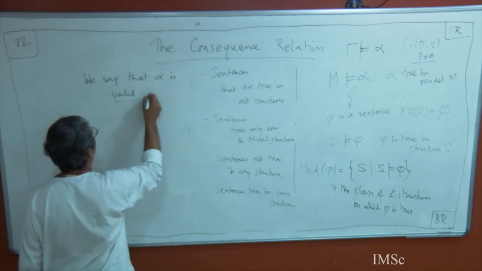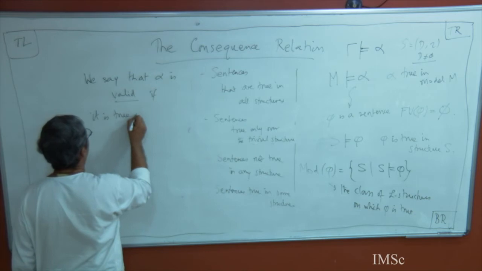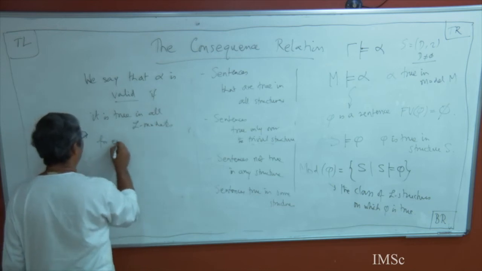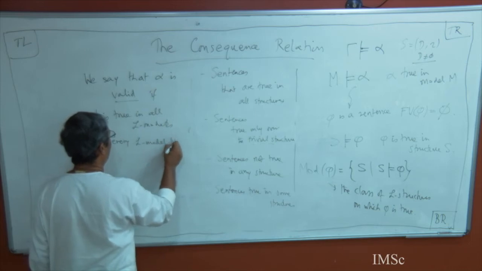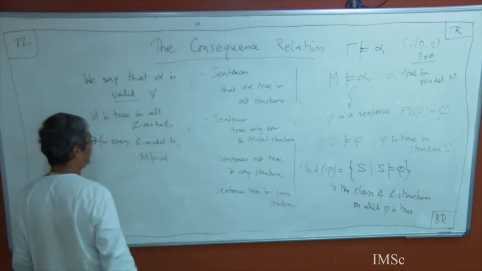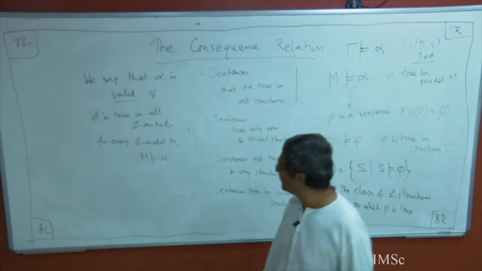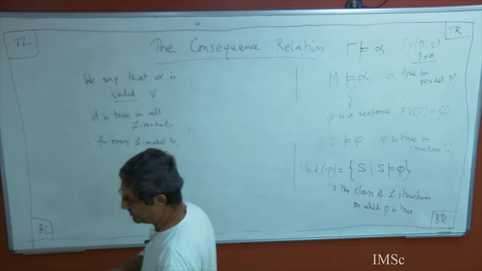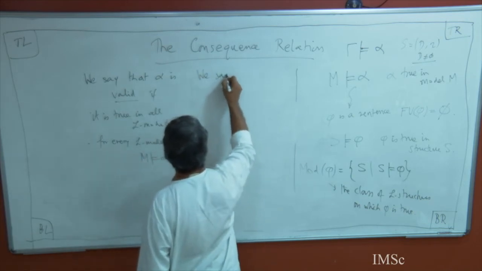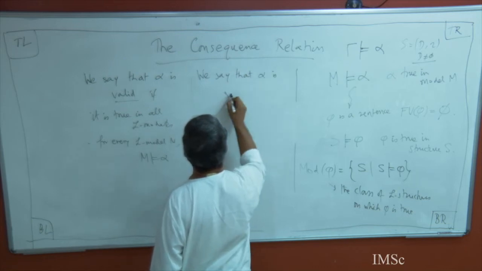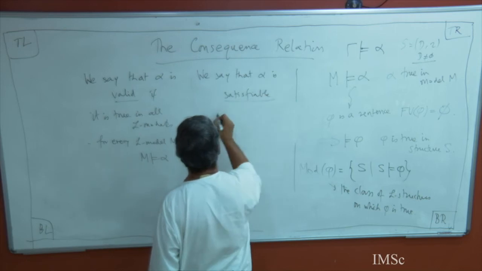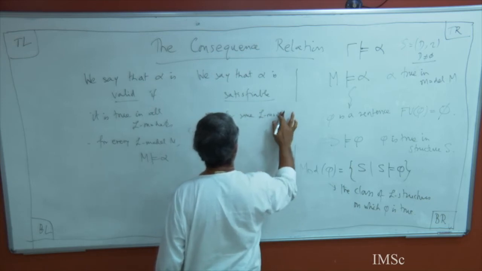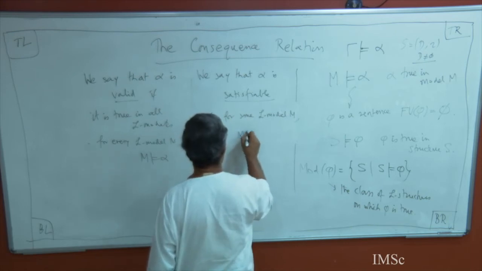Alpha is valid, that is for every L model M, M makes alpha true. This is the notion of validity, and we say that alpha is satisfiable if for some L model M, M satisfies alpha.